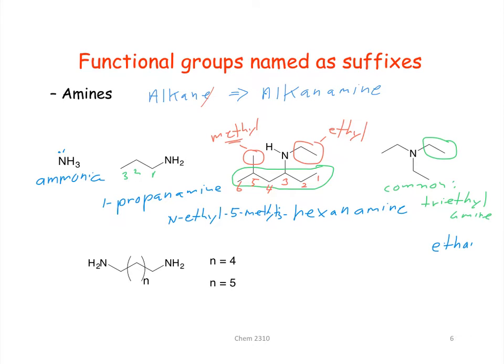So this would be an ethaneamine, right? And then we have two other ethyl groups here and here, and both of those are attached to the nitrogen. So this would be N,N-diethylethanamine. So triethylamine is kind of easier than that, right?